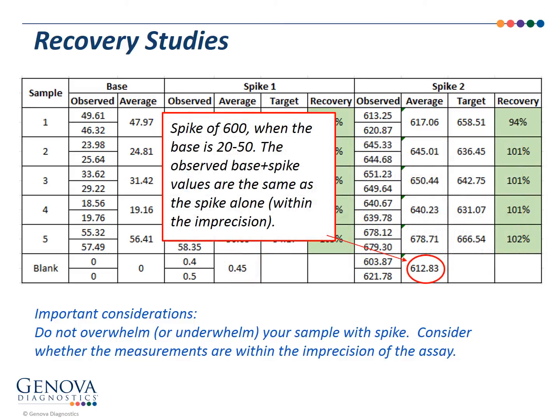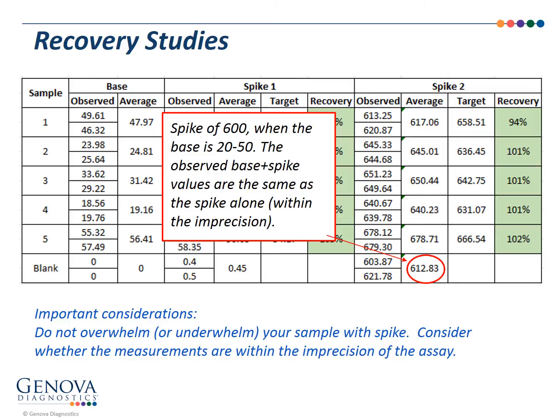On the other hand, we have a spike of 600 when the base is 20 to 50. And so the observed base plus spike values is pretty much the same as the spike alone. So our target values, you see, are all in the low 600s, and our spike is in the low 600s. So we've completely overwhelmed the concentration in the sample with the amount of spike. So we got great recoveries, but this is kind of cheating, and this isn't really looking at what it's going to be like in your assay.